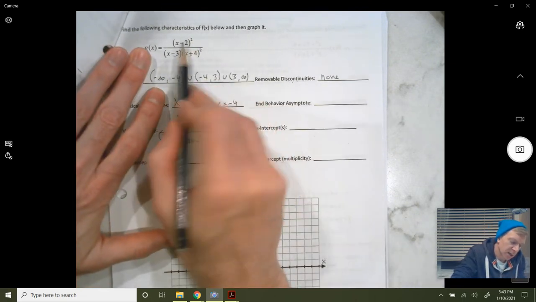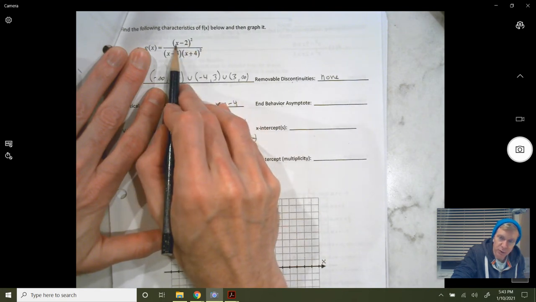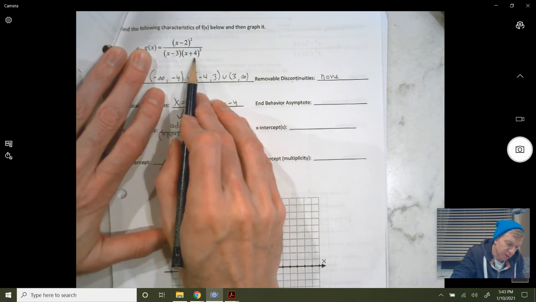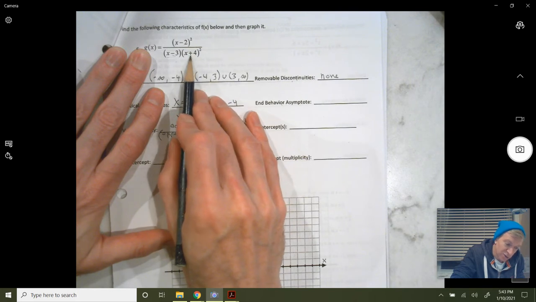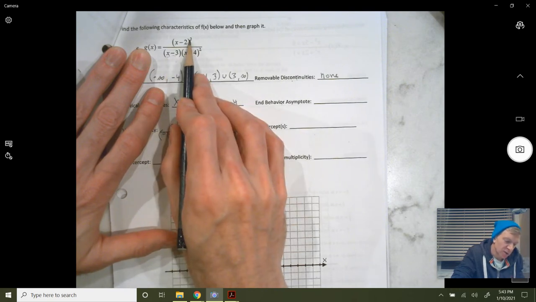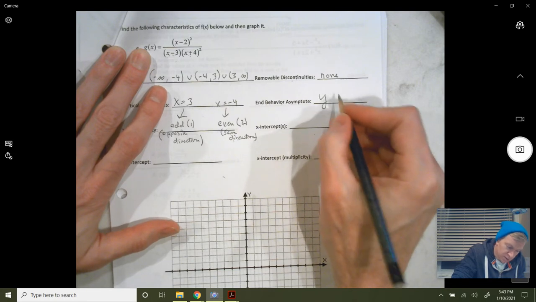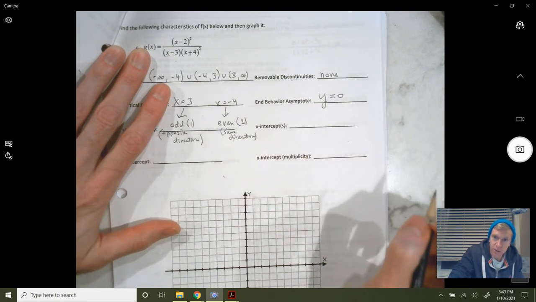The degree on the top, if you multiply all this out, you have an x squared on the top. So the degree on the top is 2. Degree on the bottom, if you multiplied this all out, you'd have an x times an x squared, so your degree on the bottom is 3. Degree on the top is 2, so it's bottom heavy, and anytime your rational function is bottom heavy, you've got a horizontal asymptote at y equals 0.